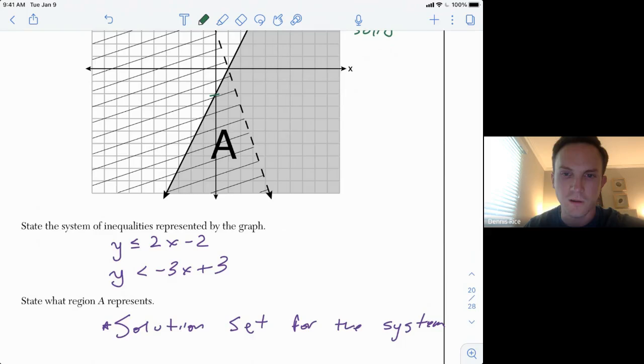Hold on. Most of the models that I'm looking at, you wanted to reference the fact that it was a solution set for the system. If you just wrote solution set, it might be a little too vague. So be careful about that.